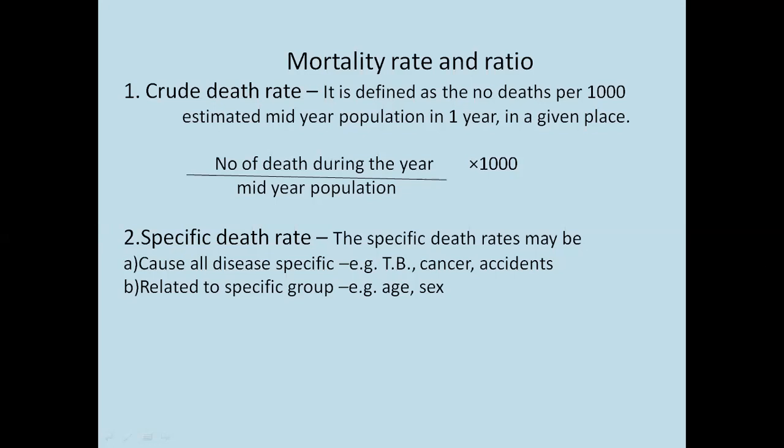And the second one is the specific death rate. Here it differs from the crude death rate in that the cause of death is specific. It may be disease specific or related to specific groups. Disease specific means due to TB, cancer, accidents, and many more communicable or non-communicable diseases, and group specific means related to specific groups like age or sex groups.